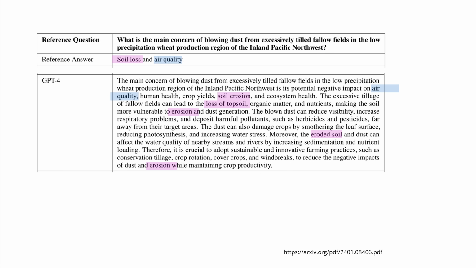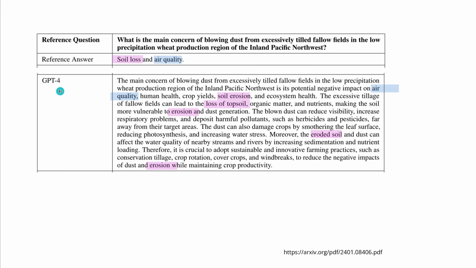Okay, if you were in the US, you know where the inland Pacific Northwest is and what the wheat production region over there is. I had no idea, but anyway, the reference answer in our data set was soil loss, the main concern of the blowing dust, and air quality. So the system should find those two, and you see I've color-coded the answer.